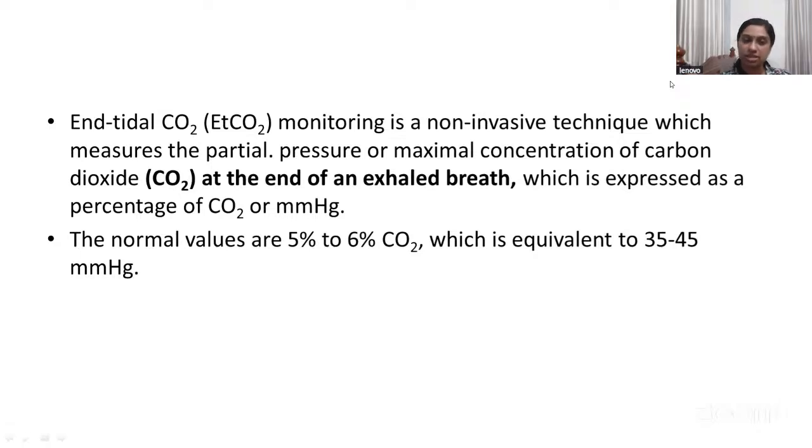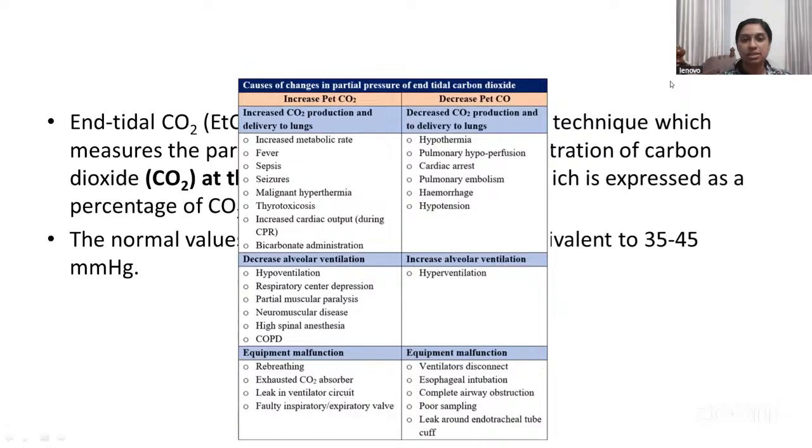Okay, it is expressed as a percentage of carbon dioxide or millimeters of mercury. And the normal values are usually 5 to 6%, which is equivalent to 35 to 45 millimeters of mercury. Okay. So these are the factors causing the changes in partial pressure of end-tidal carbon dioxide. So increase can be caused by these factors.